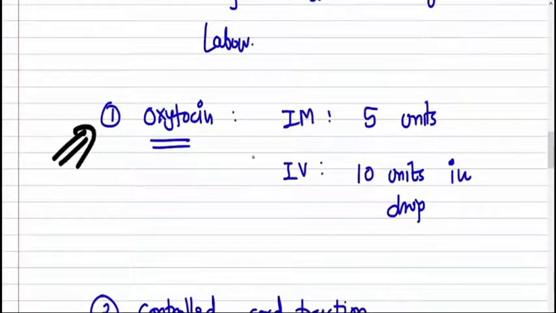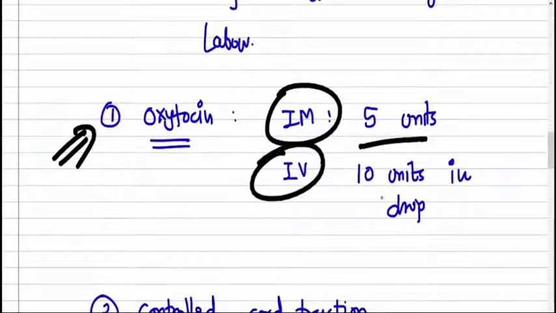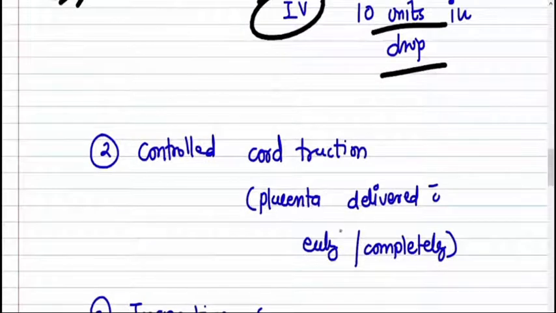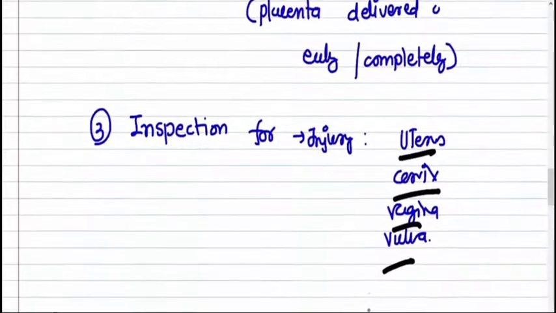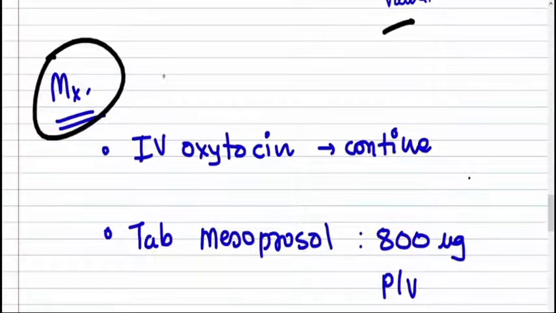The first one is oxytocin, intramuscular 5 units, IV 10 units in drip, as soon as the anterior shoulder of the baby is delivered. Controlled cord traction, and the placenta should be delivered, followed by inspection whether any bits are left. Inspection for the injury of uterus, cervix, vagina and vulva. This is AMTSL. Now, what if even after AMTSL PPH happens?